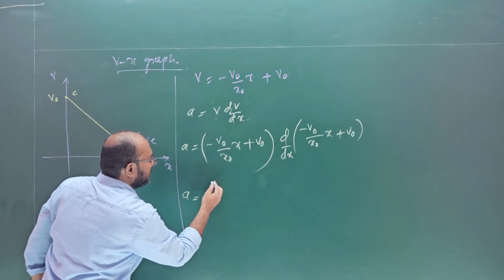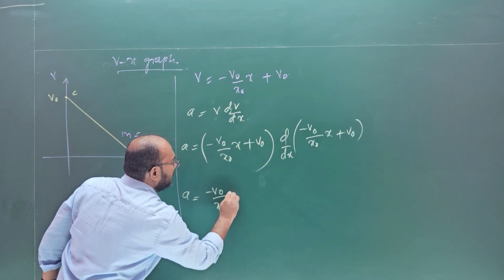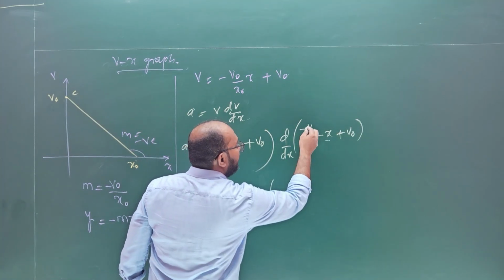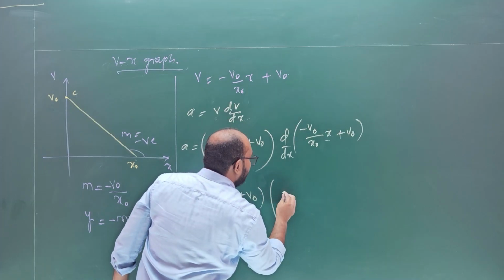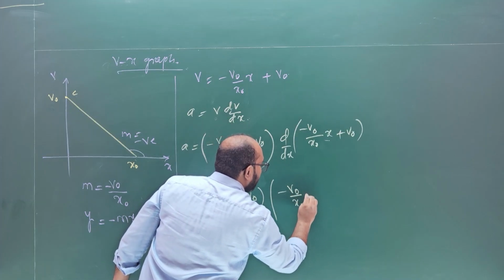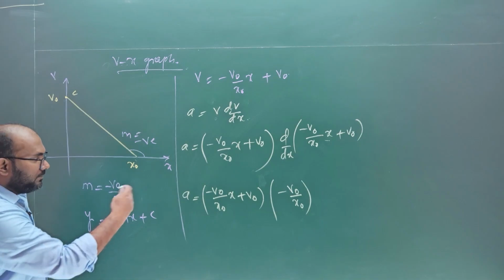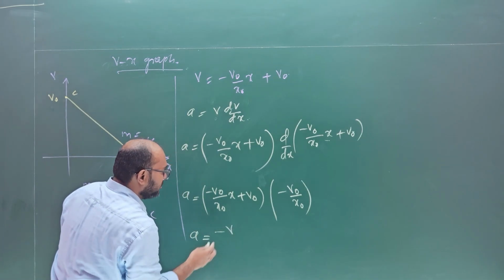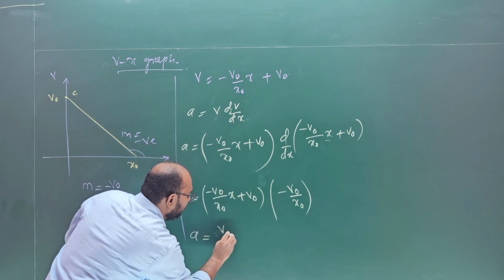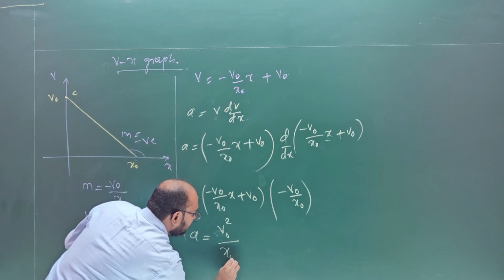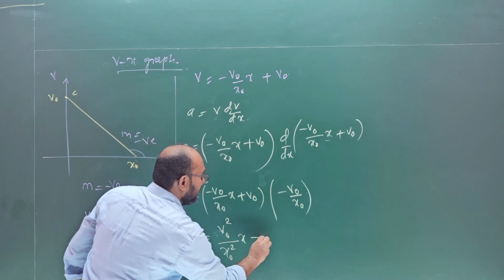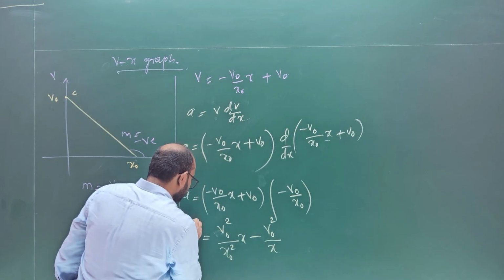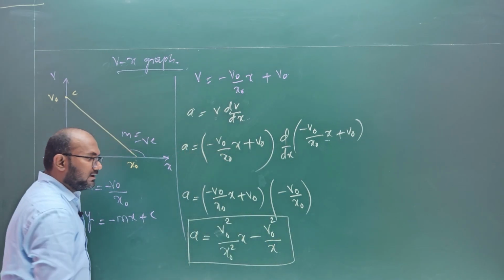And a is equal to, can I write, minus (v naught upon x naught) into x plus v naught. This one remains as it is, constant, and if I differentiate this, this becomes 0, and over here it becomes minus v naught upon x naught. Yes or no? Multiplying that, so a is equal to minus into minus plus, so (v naught square upon x naught square) into x minus v naught square upon x naught. So with this equation, can I calculate the acceleration?